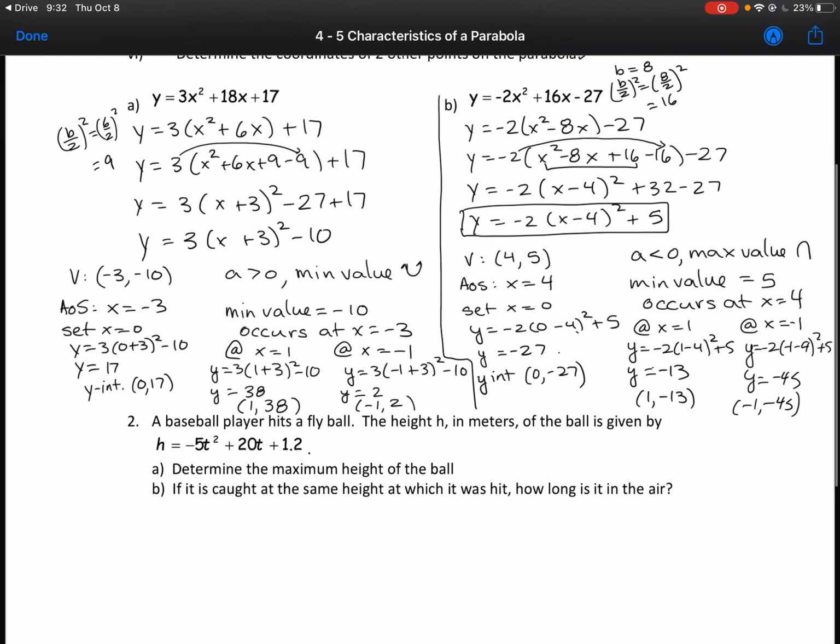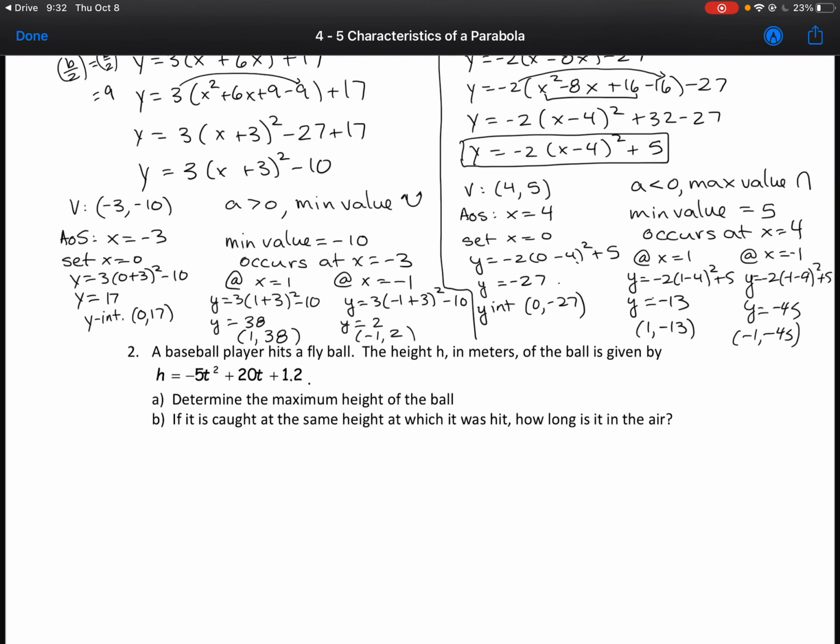The next example that we're going to do in this video is an application question, leading into our maximum and minimum problems for our next lesson. In this one, a baseball player hits a fly ball, and the height in meters of the ball is given by h equals minus 5t squared plus 20t plus 1.2. We're asked to determine the maximum height of the ball.